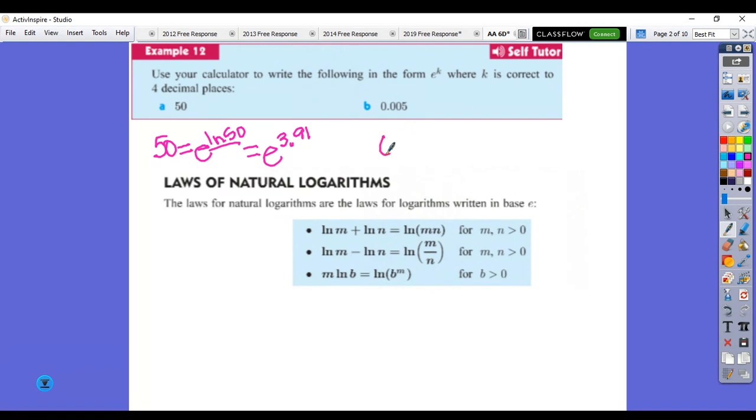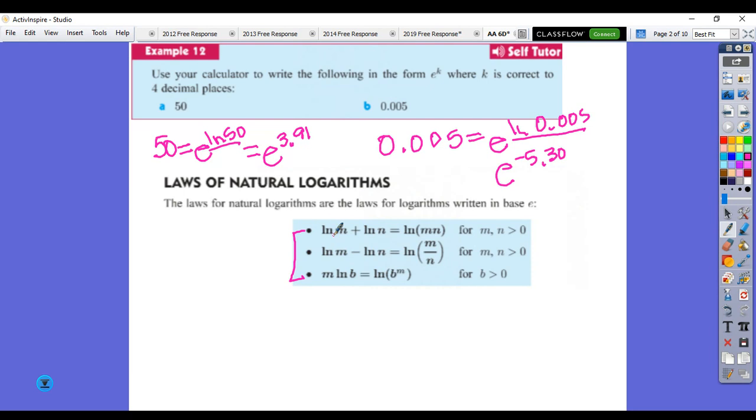Same thing here, 0.05 equals e to the ln of 0.05. Plug ln of 0.005 in your calculator, and you get negative 5.30 if you go 3 sig figs. To me, this is kind of pointless, but maybe they'll use it later. I don't know. Okay.